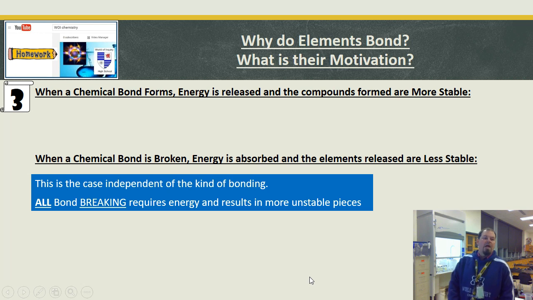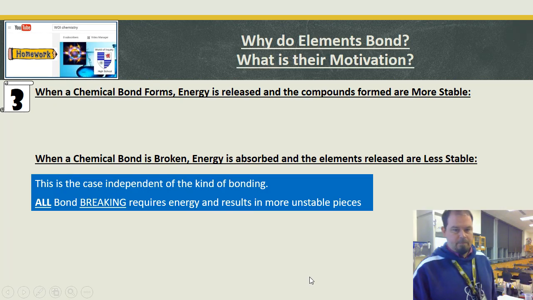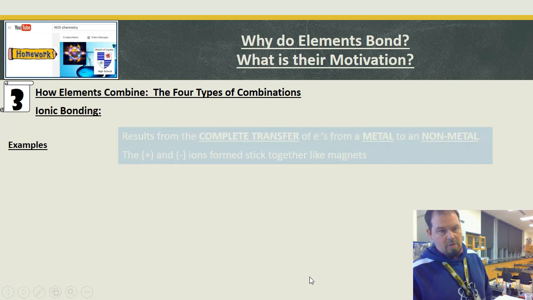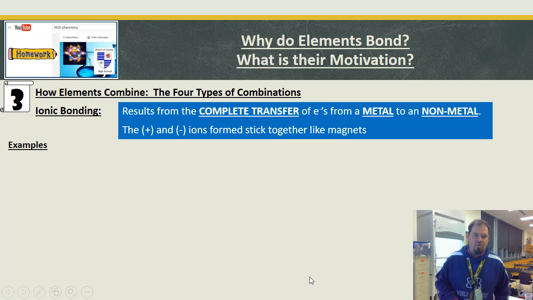Okay. And then to break a bond, independent of what kind of bonding, we have to add energy to literally break that bond. The energy that I add gets stored in the pieces that I create, and these are now more unstable because they're at a higher energy. Okay, energy flow.